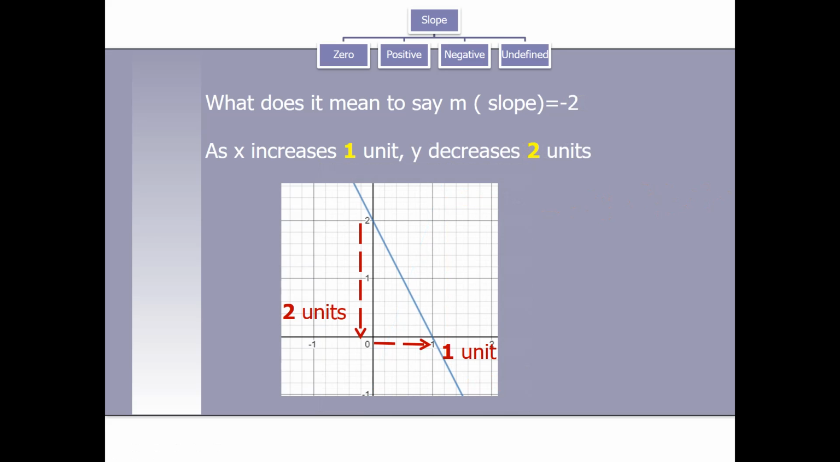What does it mean to say the slope is minus 2? It means that increasing x by 1 unit, you will decrease y by 2 units. Decrease is going down.